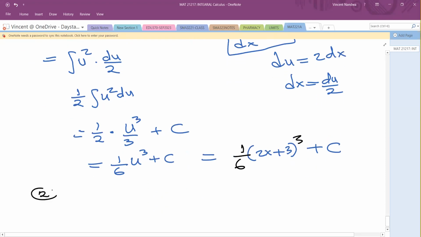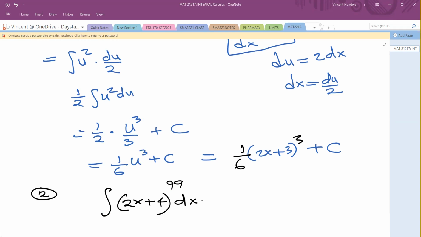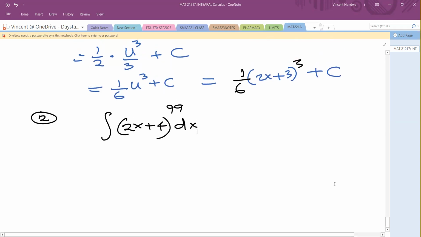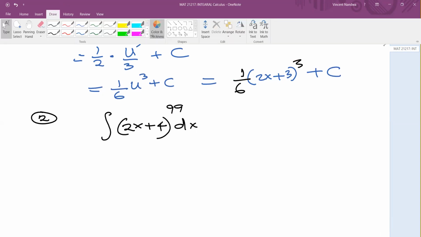And then number 2, integrate (2x + 4) raised to power 99 dx. If you want to be manual, you will not go far. By the time you multiply 2x + 4 99 times, you'll make errors along the way. And this is not more than 2 marks. You waste a lot of time. So that's why the substitution method comes in handy.